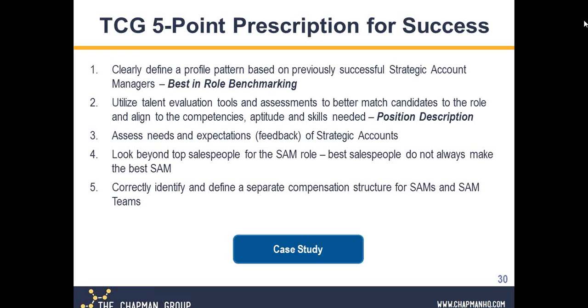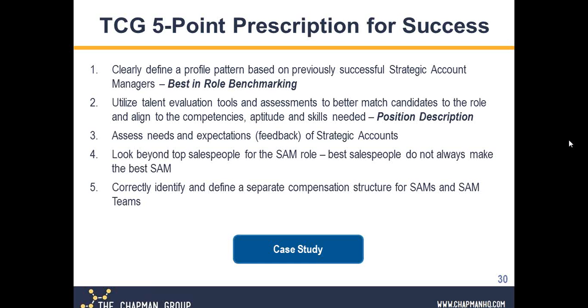And finally, be very careful to make sure you look beyond just your salespeople for these roles. There could be very good, effective strategic account managers in finance, in marketing, in HR, and they're sort of like people that are living in this little area, and they're saying, let me out, I can do a great job with our customers. And finally, make sure that you correctly identify the compensation structure so that it lines up to the person you're interviewing from both a motivational standpoint, but also a career standpoint.